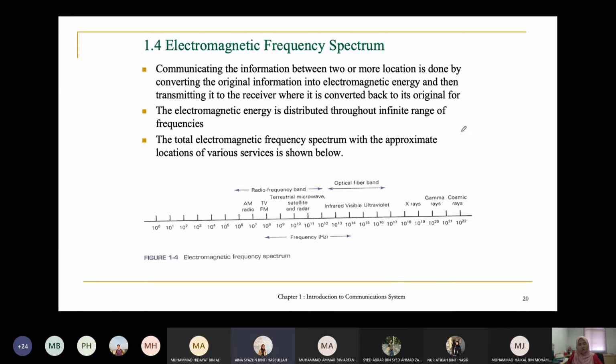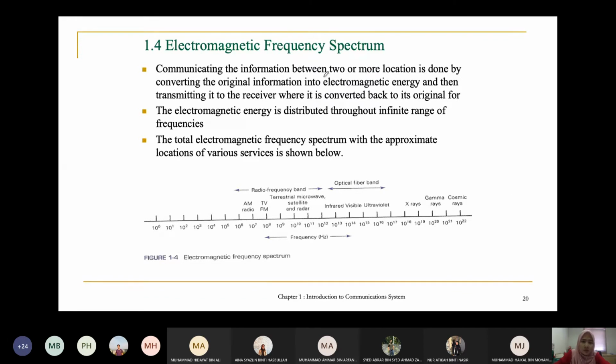To convert signal into a signal suitable for the channel. Okay, correct. So the function of the modulator is to convert the original signal or input signal into a signal that is suitable for the transmission channel. And I also already told you that the signal suitable for the transmission channel is the electromagnetic energy.